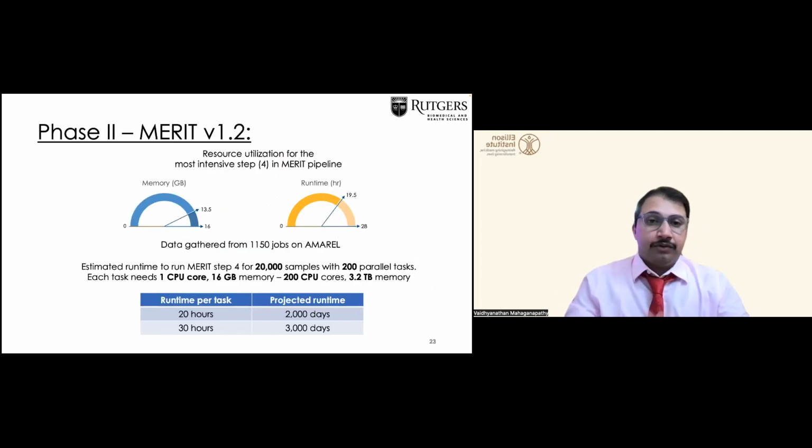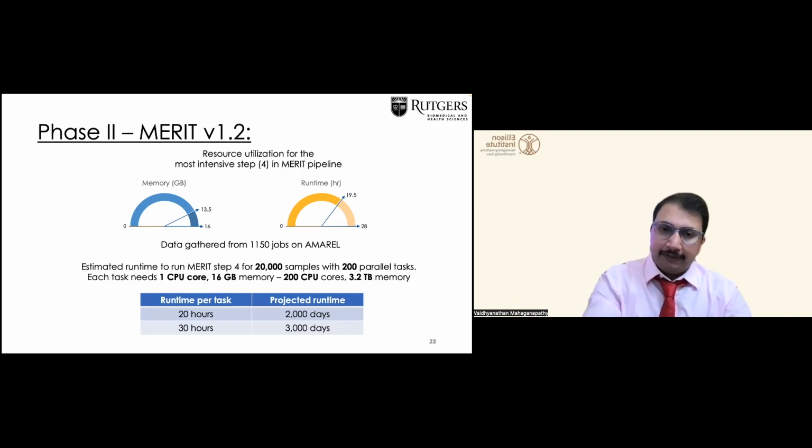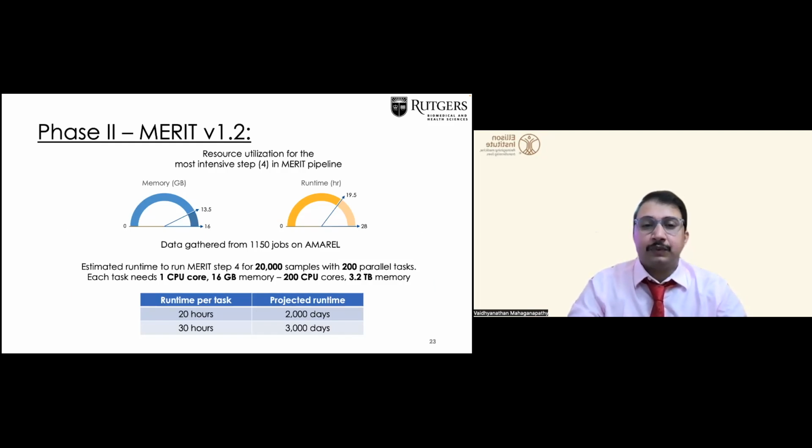So in phase 2, as I was building the pipeline, optimizing it and computing resource requirements, what we found is that step 4 of Merit, where after the variants are called, Merit goes back to the pileup and computes the quality scores and adds them to the variants, was the bottleneck of this entire toolkit. On average, it took around 13.5 GB of memory and ran for roughly 20 hours.